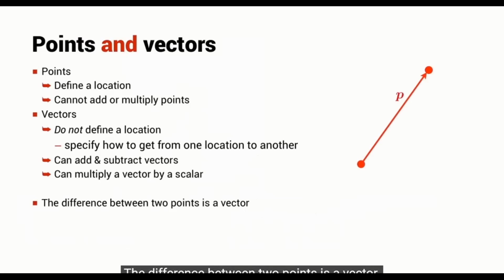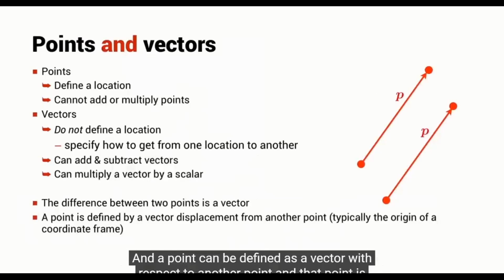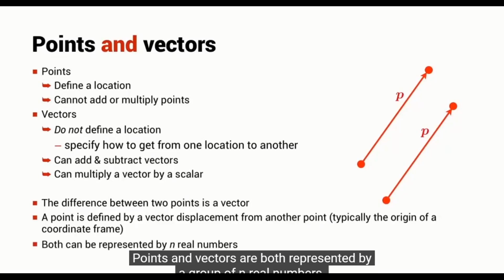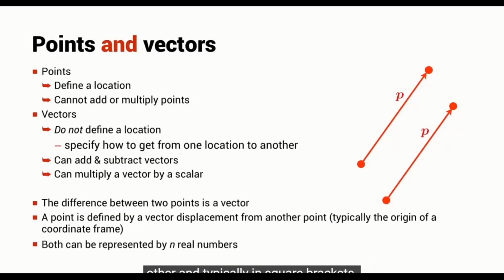The difference between 2 points is a vector, and a point can be defined as a vector with respect to another point, and that point is typically the origin of the coordinate frame. Points and vectors are both represented by a group of n real numbers. N in our case is 3 because we're talking about three-dimensional space. A point is typically represented as a row vector, a list of numbers inside parentheses, whereas a vector is typically represented as a stack of the n numbers, one above the other, and typically in square brackets.